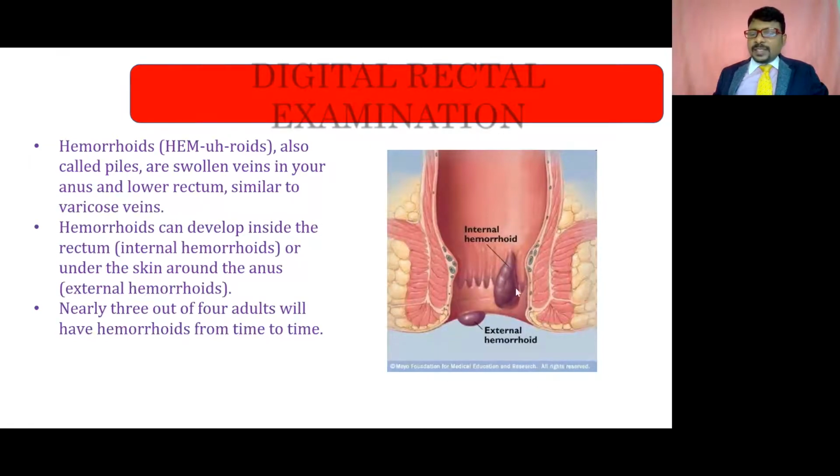If you see here inside the rectum, this is called internal hemorrhoids. If it projects outside, these are called external hemorrhoids. Nearly 3 out of 4 adults will have hemorrhoids from time to time.